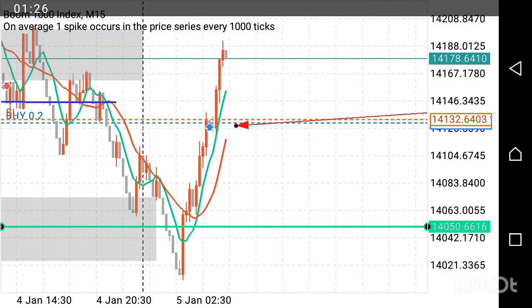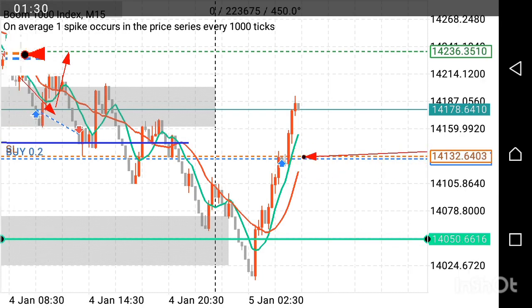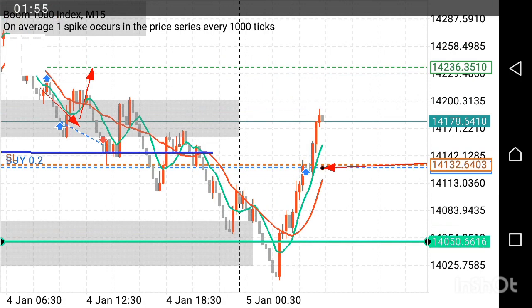So still expecting the market to push, though I made a late entry here. Now imagine with this little push, with the minimum lot size, I'm making $9 plus. Now imagine I made my entry from here and I caught all this. This could have just been double of that, more than double, because this and this is just more than double. So it would have been around $20 plus with the minimum lot size.